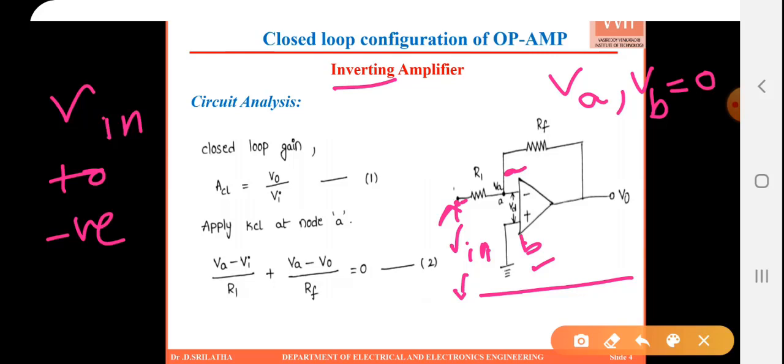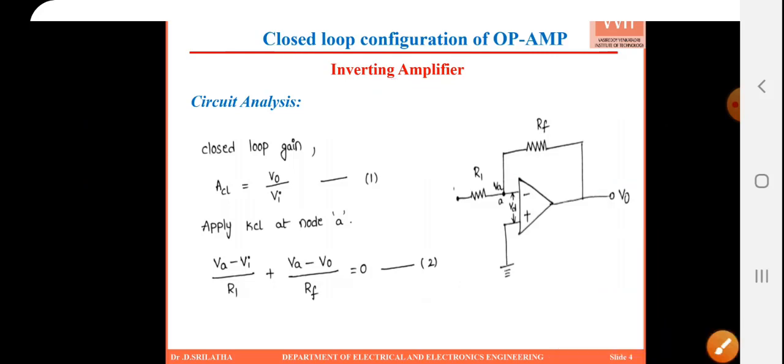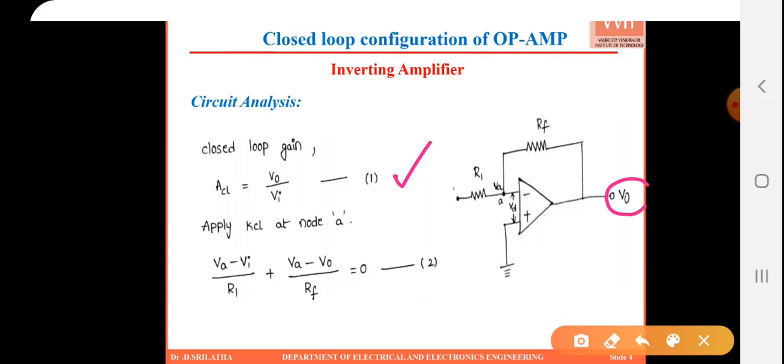Now what is the closed loop gain? Closed loop gain is the ratio of output voltage to the input voltage. Here Vi is the input voltage. So the closed loop gain A is equal to V naught, the output voltage, divided by the input voltage. I am applying the input voltage Vi to the negative terminal since it is an inverting amplifier.